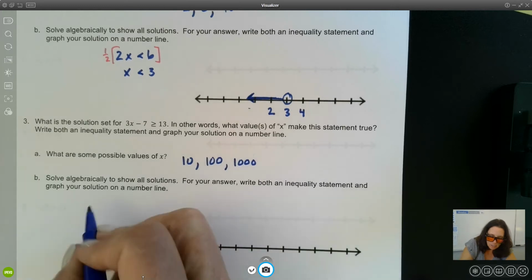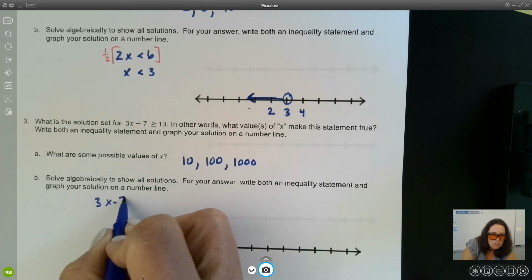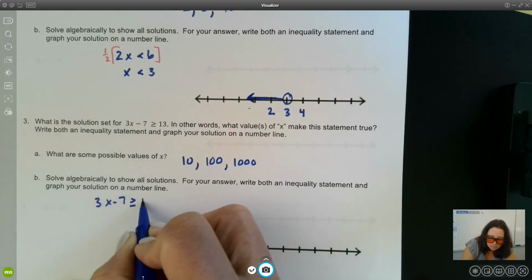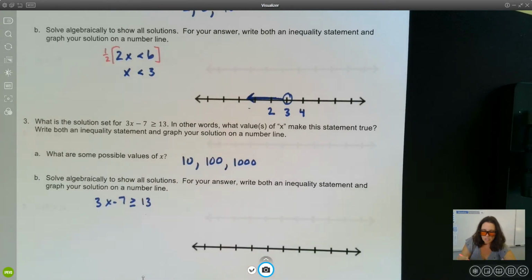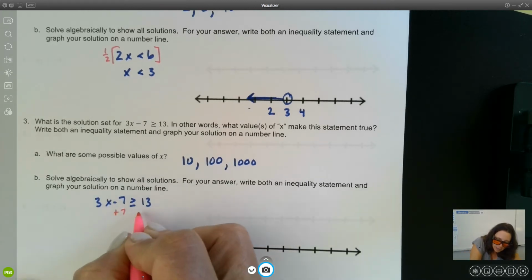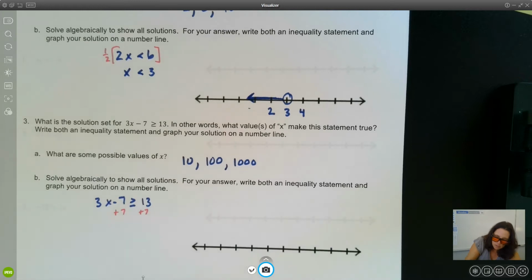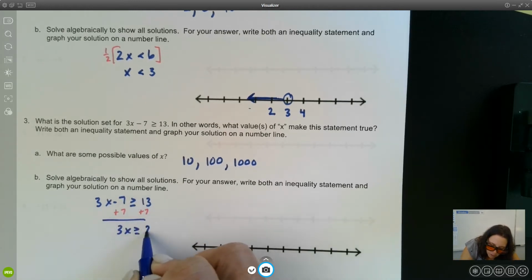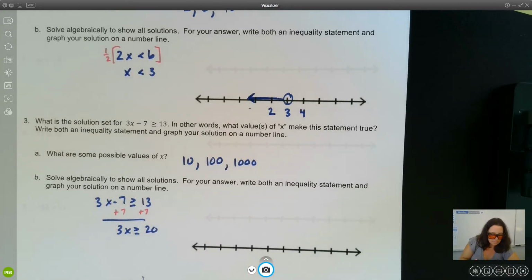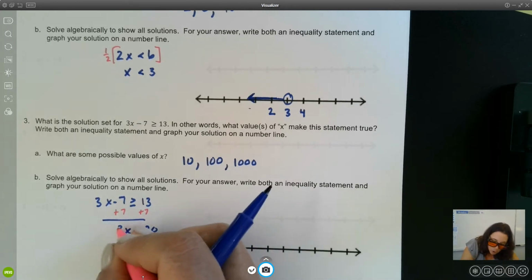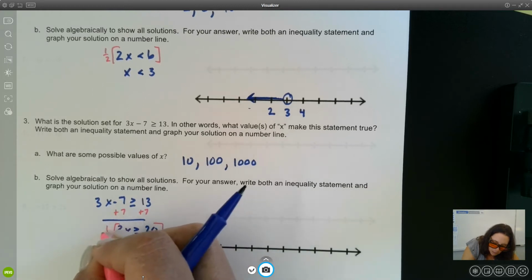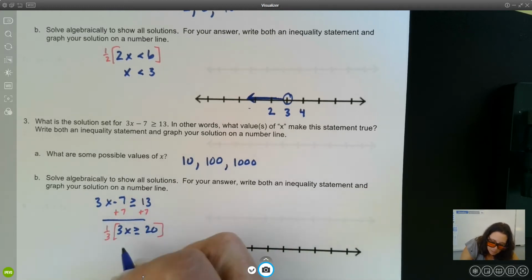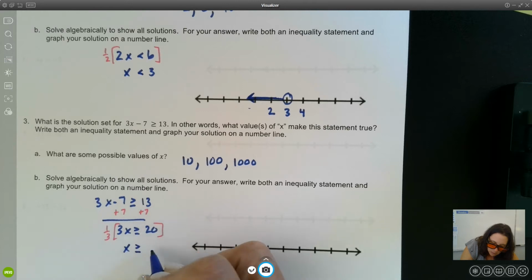Okay. Now let's do this algebraically like we did when we had equal signs. So the first thing you did with an equal sign is you added 7 to both sides. So 3x is greater than or equal to 20. Okay, and then we take a third or divide by 3. So that would be x is greater than or equal to 20 thirds.